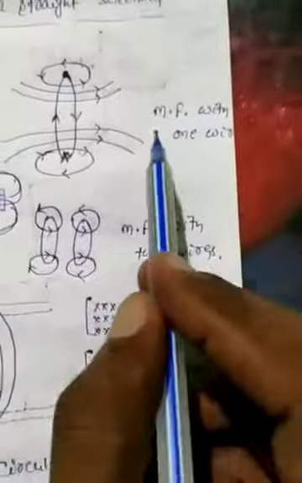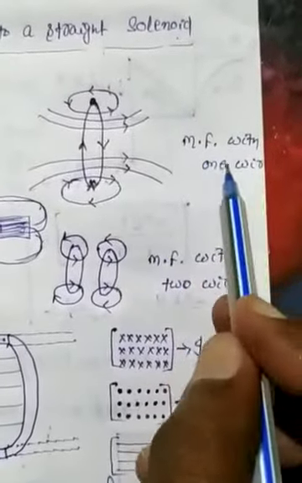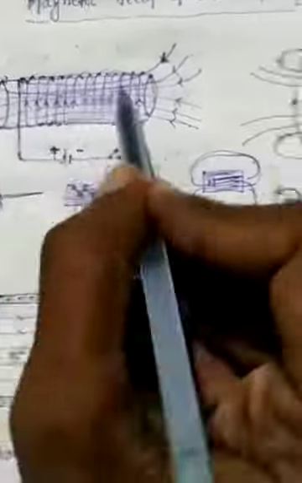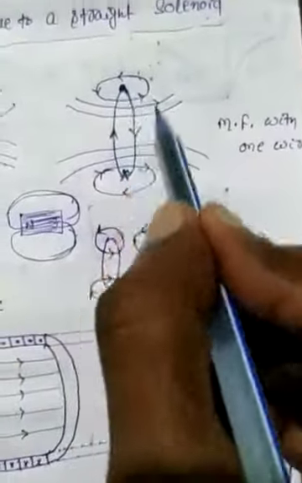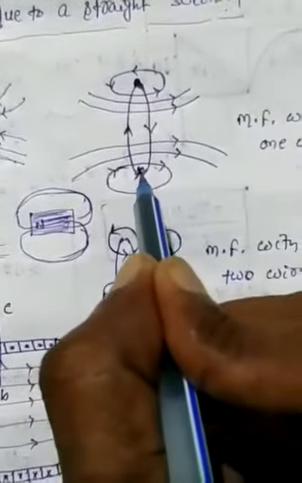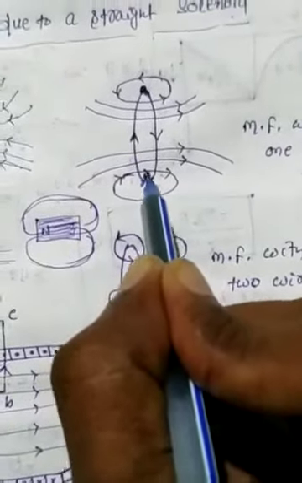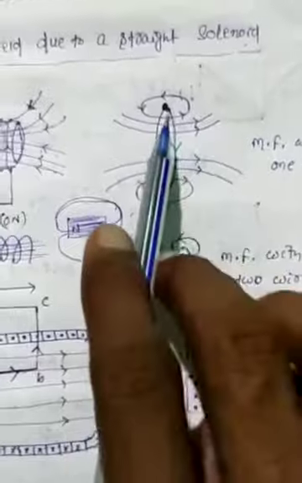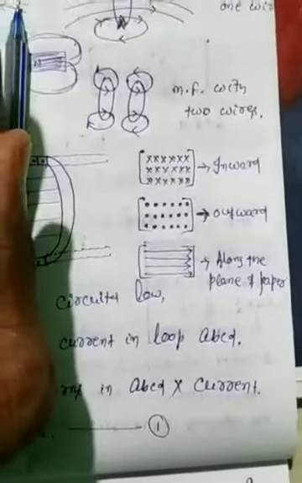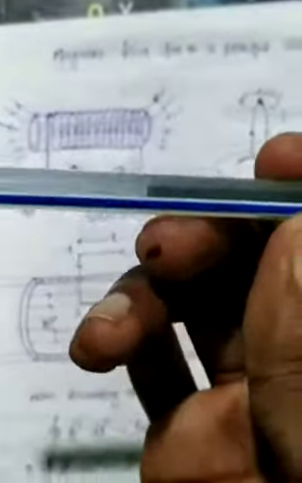Now this is a diagram of the magnetic field with one wire. Here we give a dot sign and here we give a cross sign. So what do you mean by dot and cross? You see, this is the solenoid.